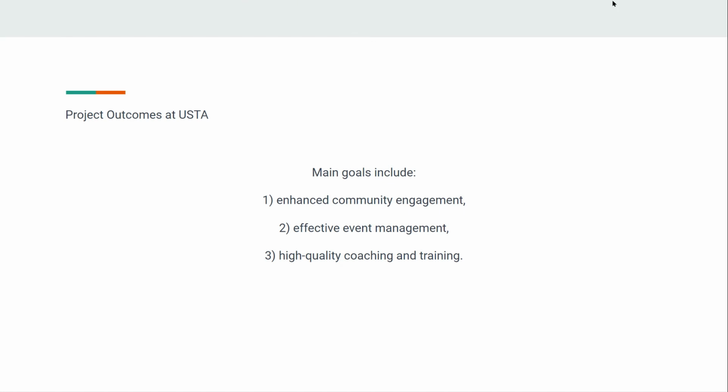There are certain project outcomes, as we look to utilize ID strategies in our training for staff. Among these outcomes include enhancing community development, improving event management, and providing high-quality coaching and training within the USTA. These outcomes are geared towards elevating the overall quality and reach of tennis across the United States. These are objectives that are aligned with their mission, but according to data, there is much more work that needs to get done in all of these three areas.